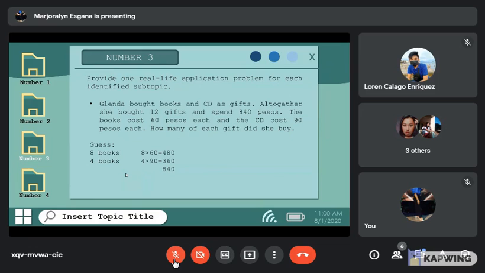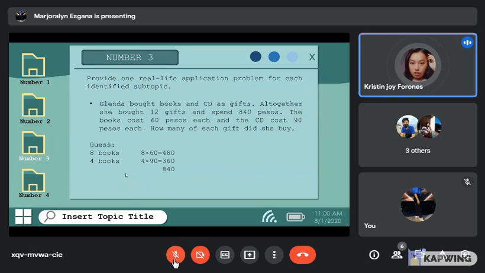Glenda bought books and CDs as gifts. Altogether, she bought 12 gifts and spent 840 pesos. The books cost 60 each and the CDs cost 90 each. How many of each gift did she buy? So, in this problem, we are trying to guess how many of each gift Glenda bought.